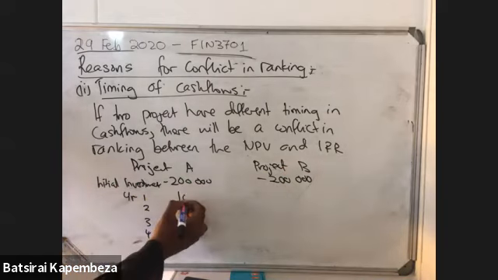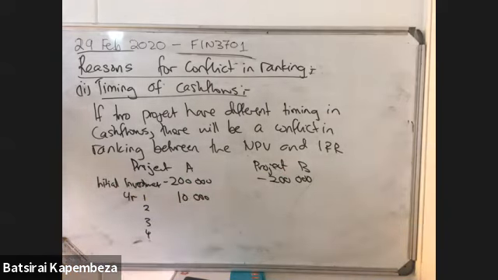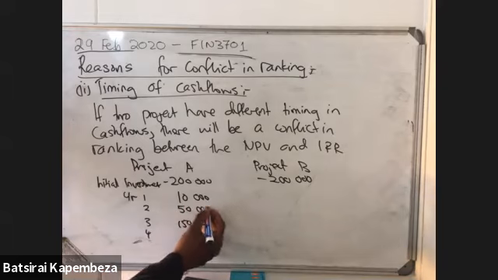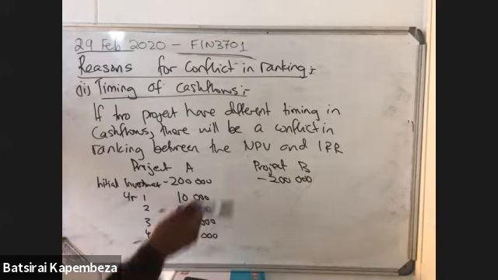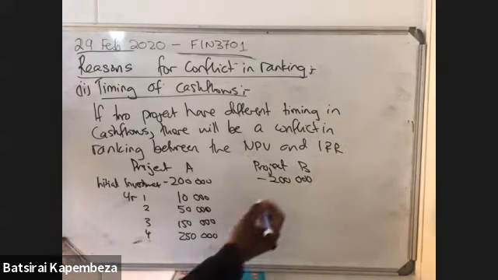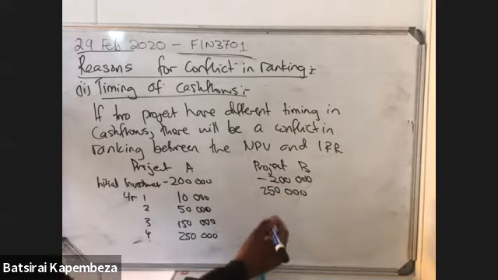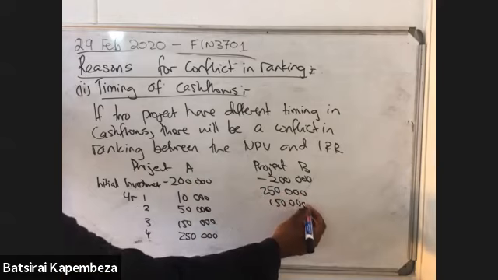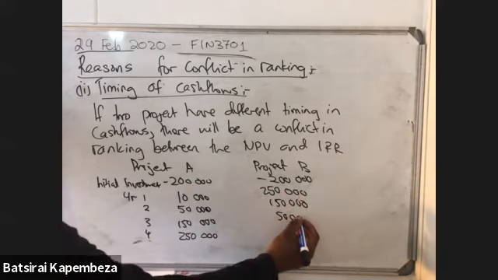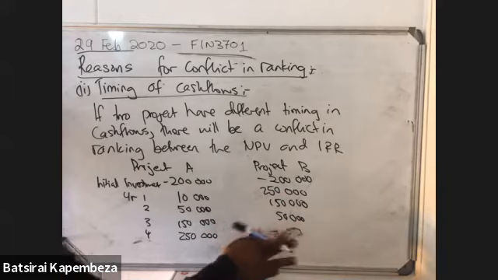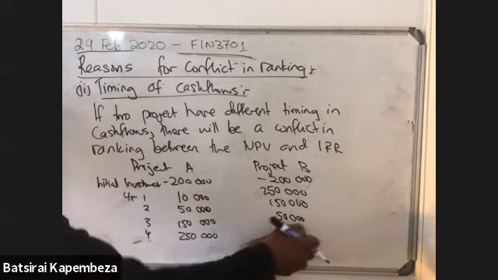And after year 1, we get 10,000 Rand. After year 2, we get 50,000 Rand. After year 3, we get 150. And after year 4, we get 250. Project B, let's say with project B, year 1, we get 250. Year 2, 150. Year 3, 50. And year 4, we get 10,000.